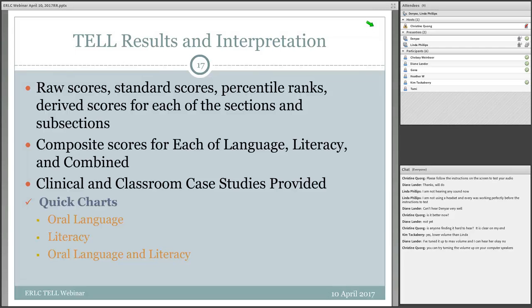And we've also included quick charts at 6-month age intervals. And these are a very useful aid for a test administrator to be able to quickly determine if a child's score is at 1 or 2 standard deviations below the mean for their age group. And this information is often needed for placement decisions.